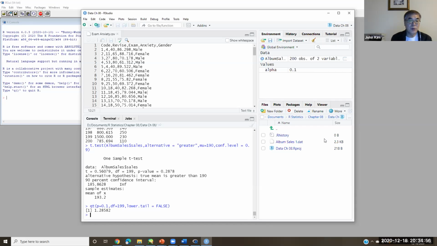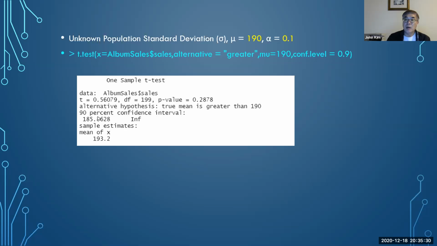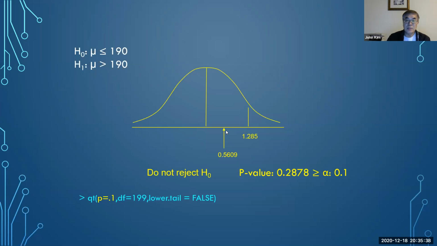So the critical value is 1.28582. We'll go to the slide. So the critical value is 1.285. And based on this output, the test statistic is 0.5609, inside. Do not reject the null hypothesis. Based on the p-value, 0.2878 is greater than 0.1. So do not reject the null hypothesis.